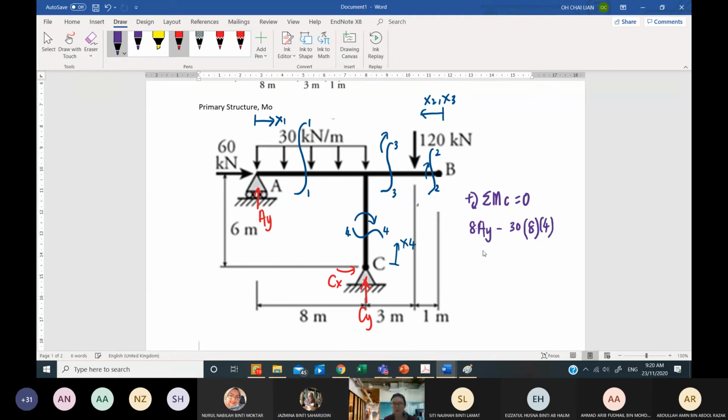How about 60, negative or plus? Plus 60, okay. And the distance is? 6. Thank you. And we have 120, plus or minus? Plus, correct. 120 and the distance is? 3. Yes. And then equal to 0. What else? We have 30, 120, 60, done. So you can solve your AY now. Can you solve it for me?